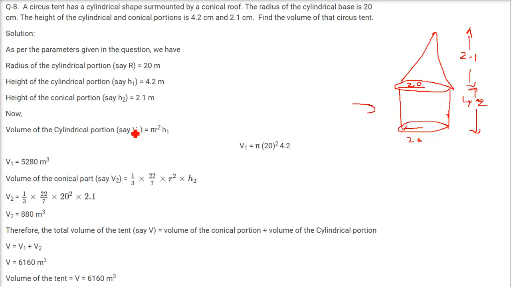The volume of the cylindrical portion will be pi R square H. We can compute this because R is 20 and the height is 4.2, so it comes to 5280. And what is the conical part? It will be 1 by 3 pi R square H, with R as 20 and height 2.1. This is going to be 880. So you just have to add these two to find the volume of the circus tent.